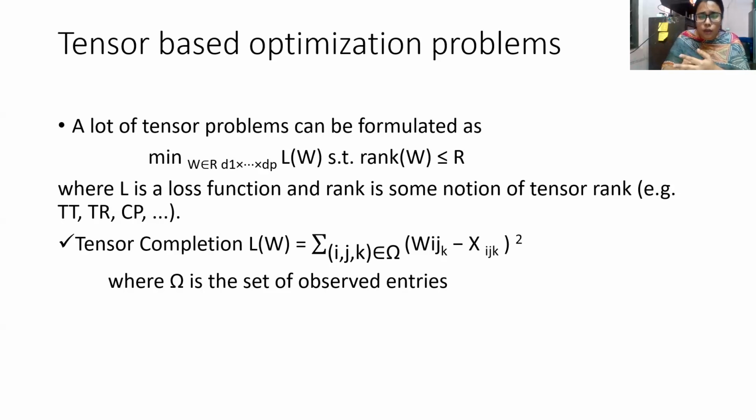As you can see, here is a given equation term, L(W). L is the loss function, and the tensor rank is given for tensor train, tensor ring, CP, all kinds of decomposition techniques. The main thing is we have to minimize the loss function. Here is another thing, that is tensor completion.